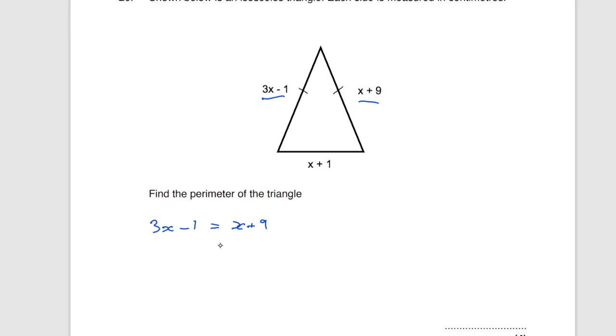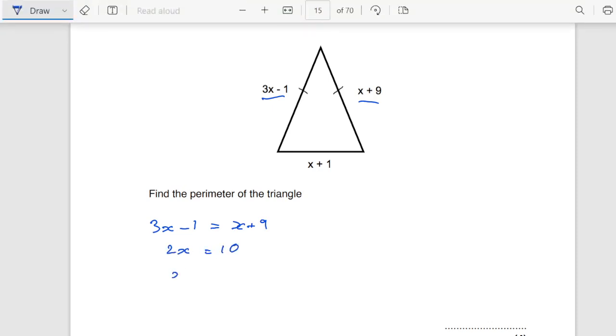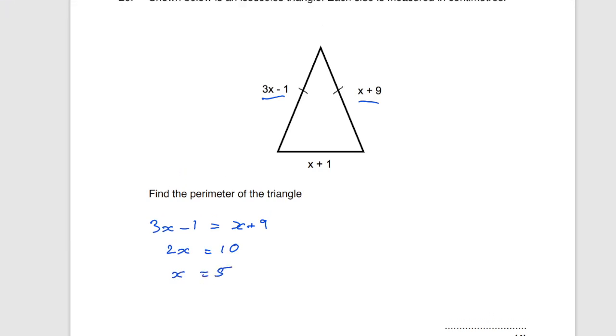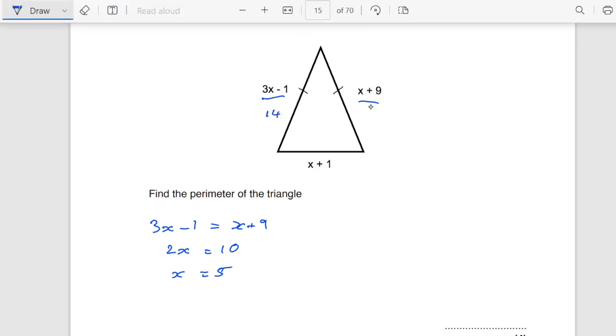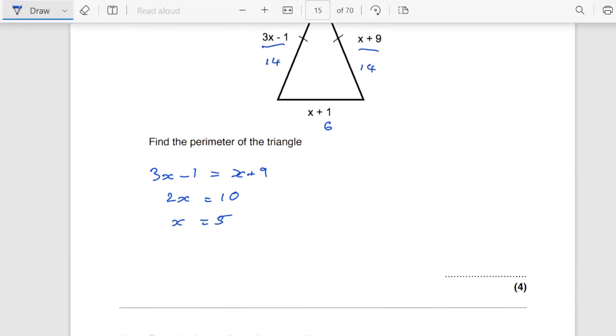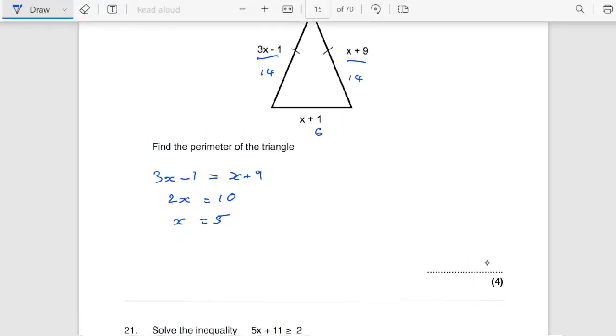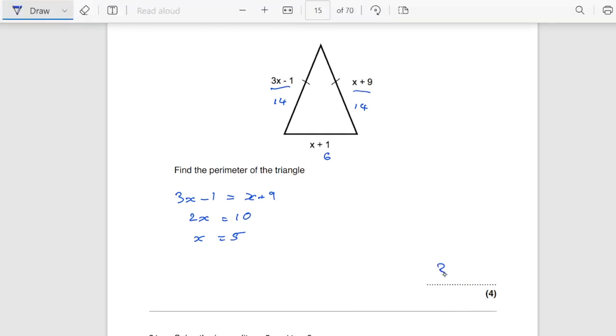So minus 1x from both sides and add 9 would give us 2x is equal to 10. So x is going to be equal to 5. From that, I can work out the size of each length. So 3x minus 1 would be 14. x plus 9 again would be 14. And then x plus 1 would be 6. If I add those three sides together, that would give me 34, and that's going to be centimetres.